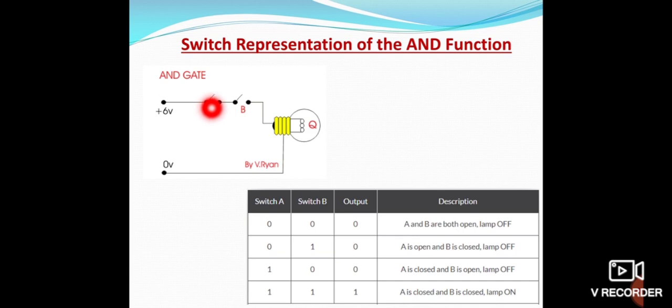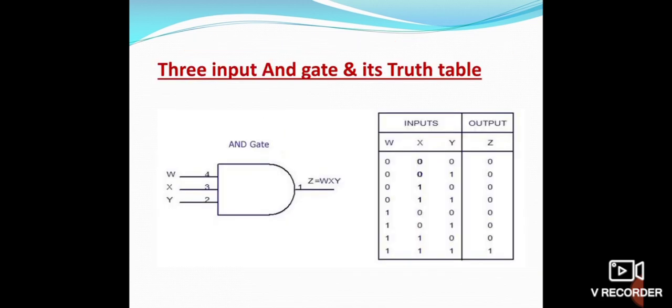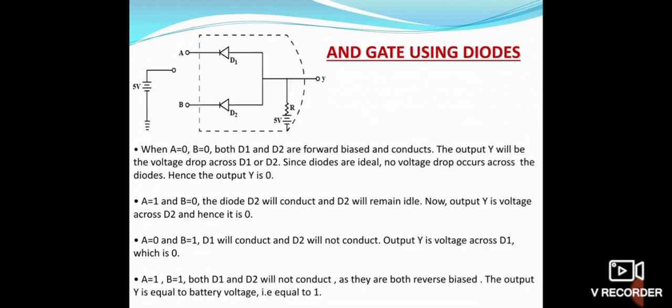That is, A switch is closed and B switch is open. What will happen? The current won't flow and the bulb won't glow. In the next case, if both A and B are closed, that is A equal to 1, B equal to 1, what will happen? The current will flow and the bulb will glow. That is the third condition. You will get output only for A equal to 1 and B equal to 1.